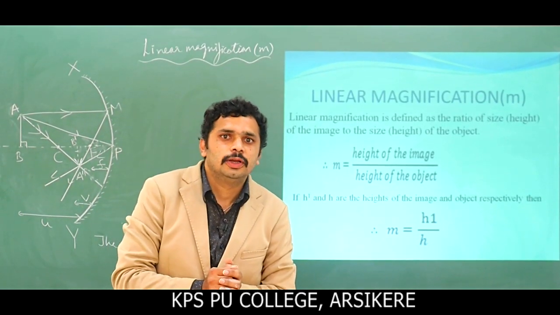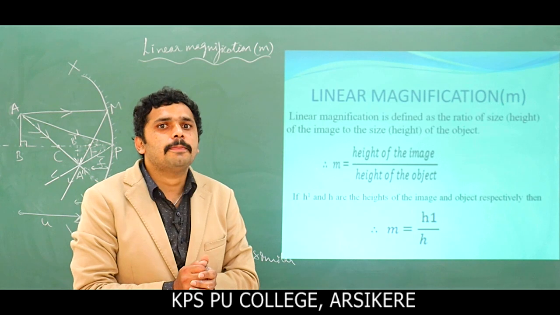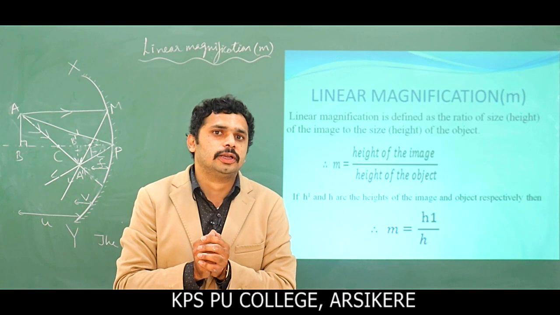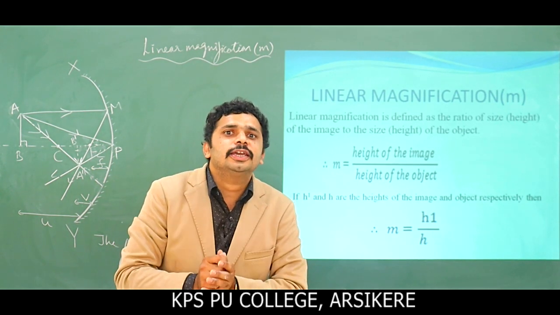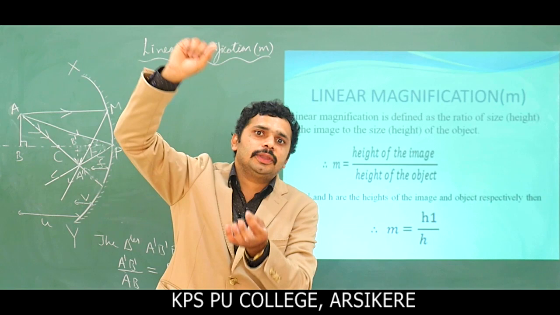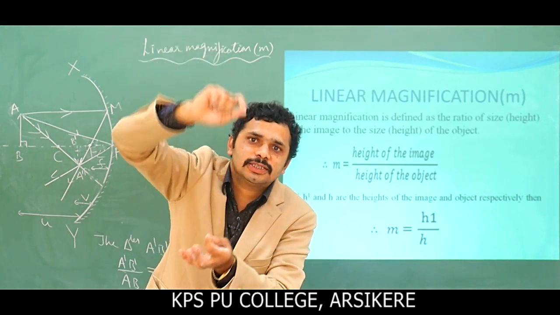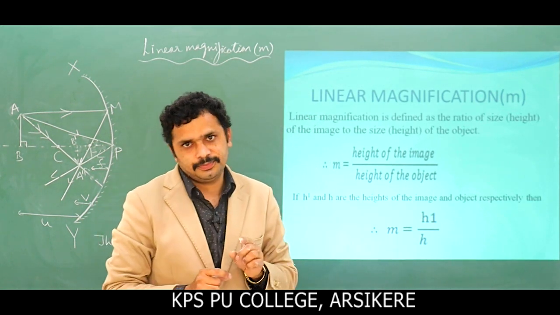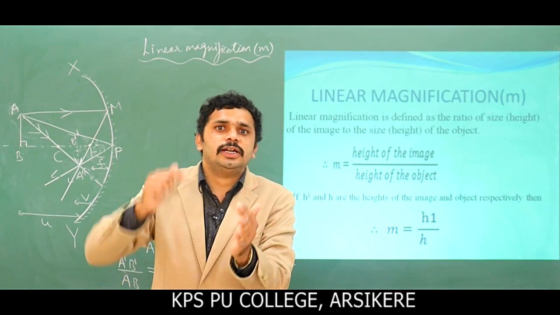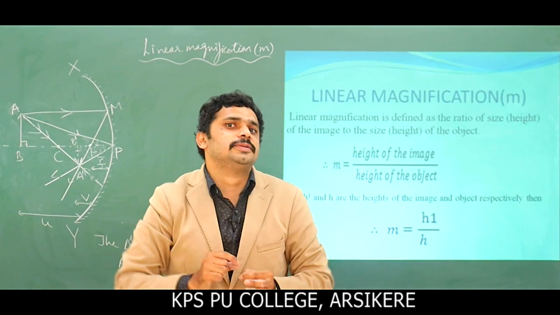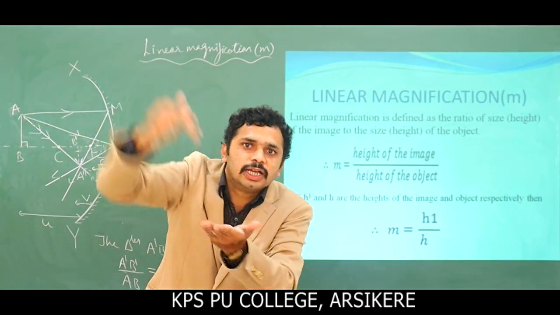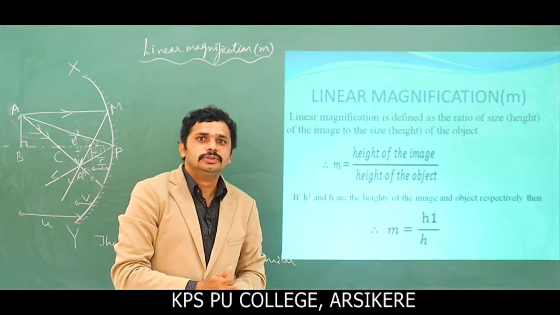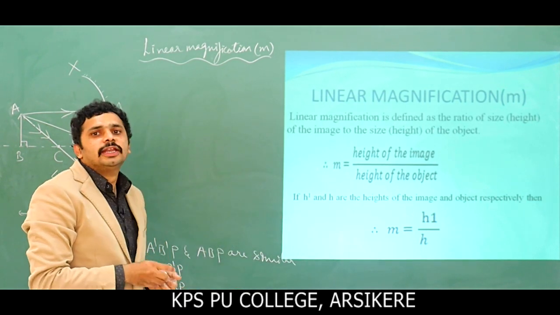Dear students, let us discuss the linear magnification of a mirror. It is very important. By using magnification, we are going to decide whether the image is enlarged or diminished. Because magnification is a number, that number decides whether it is an enlarged image or a diminished image. I need this magnification to say when a big image comes and when a small image comes. Is it clear? Now what is linear magnification?